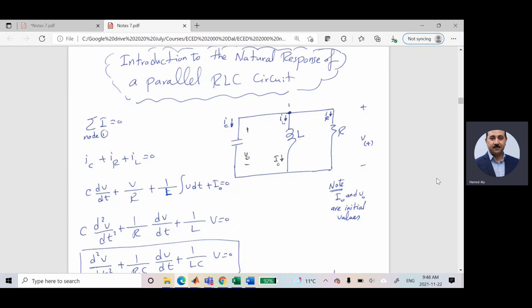Good morning, everyone. In the previous class, we started talking about natural response in case of parallel RLC. And we have already derived three different equations. I said if I have parallel RLC, like what we have here, and we don't have an external voltage or current source connected, it means we are talking about natural response.